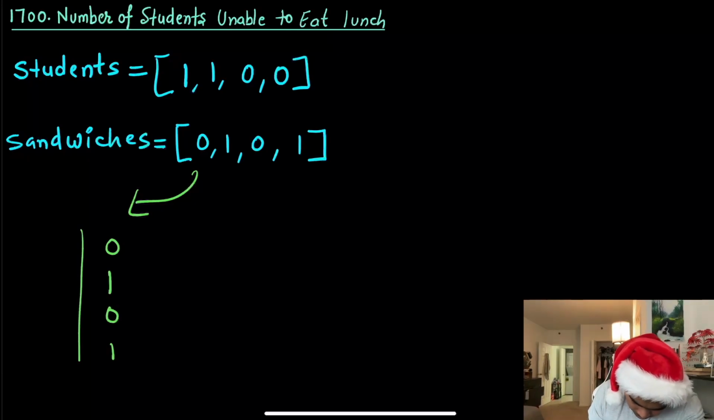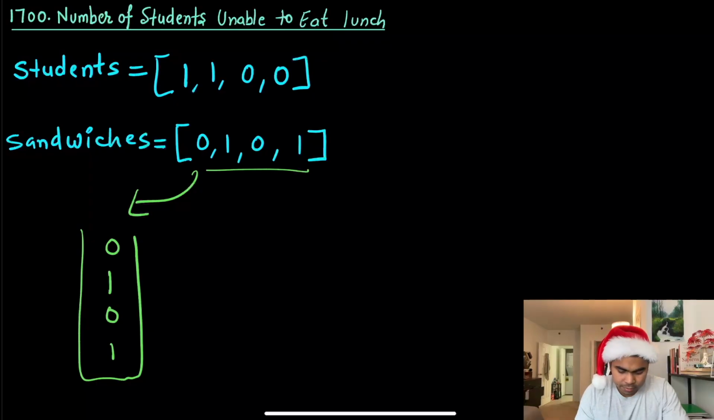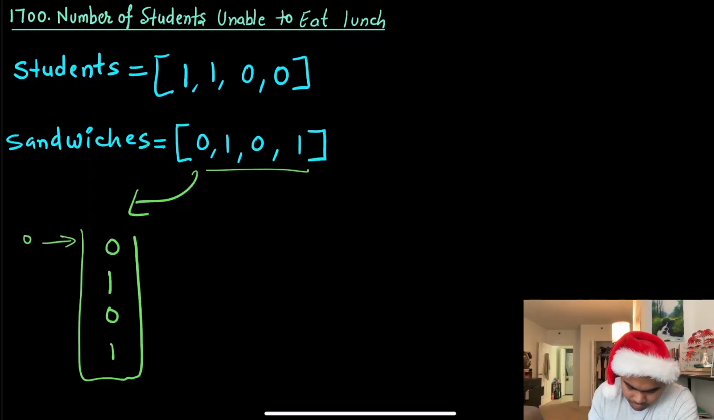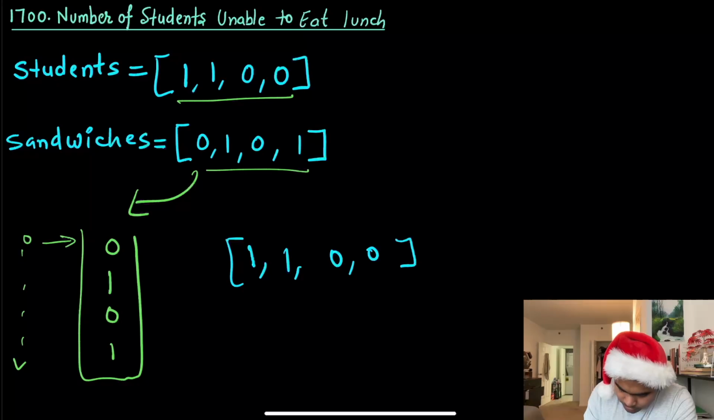So this is how it is. I've just taken this array and put it vertically. So this is the front, 0th index and 1st index and so on. Okay, now this is the queue of the students. So I have this queue where I have the students as 1 1 0 and 0. All right, this is what I have. So these are the students and their preference of the sandwich they want.